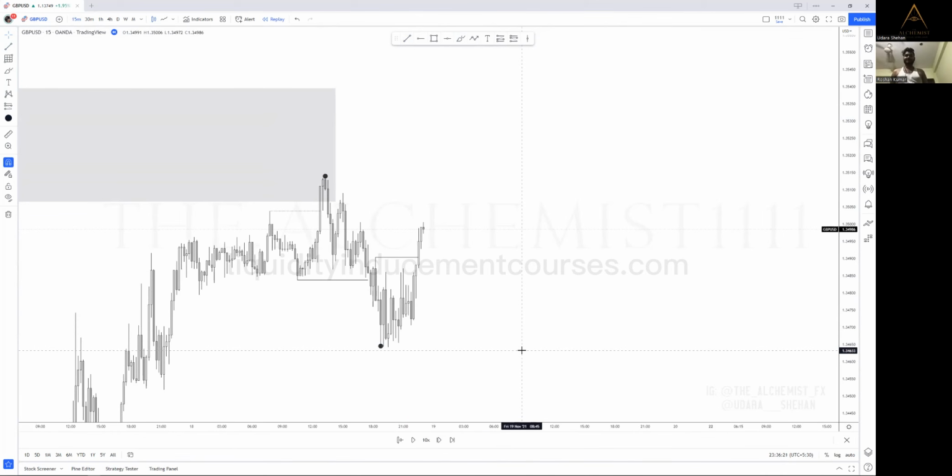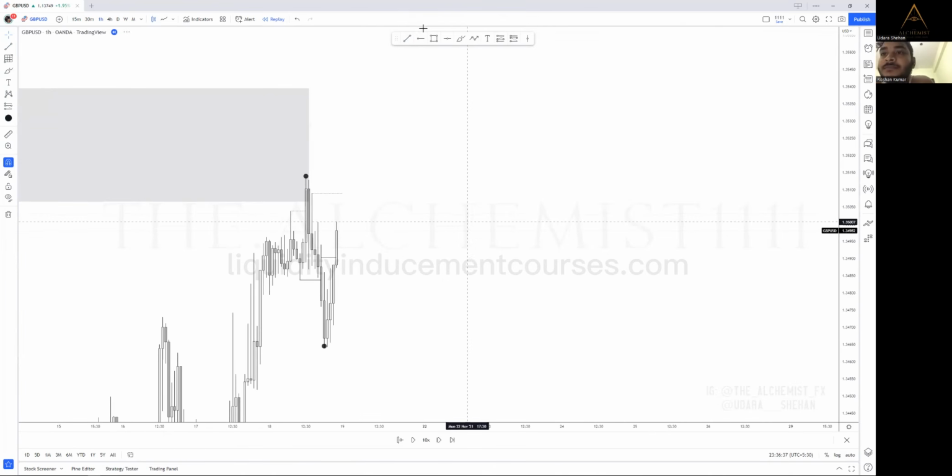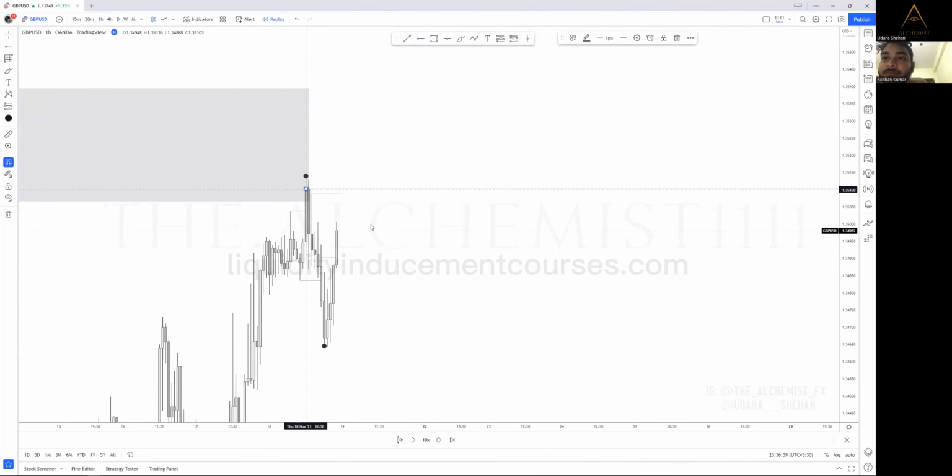Why is price moving up? That is to take out the internal range liquidity. So what's your internal range liquidity? Swing high, swing high. Mark that out. Can you understand that? Two swing highs. So above that, what do you look for? High time frame point of interest. What do you have? H1 resistance.